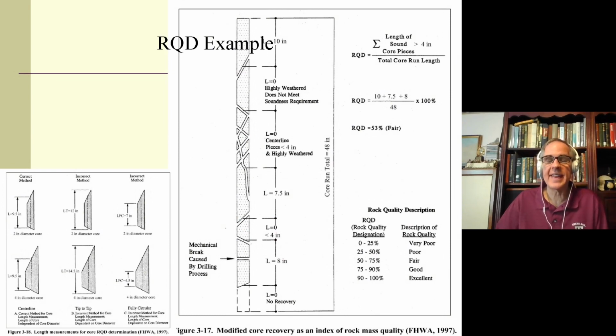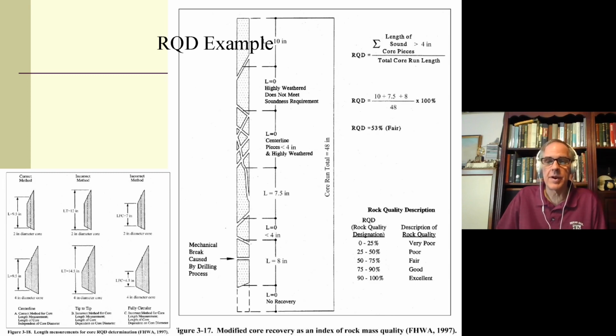We do not count any rock, no matter how sound it is, any sample, any part of the sample which is less than 4 inches long. Then we have an 8-inch span. Now, this is probably the trickiest part of RQD testing. Rock is brittle for the most part, and it's very easy in the process of drilling and coring and recovering it to get mechanical breaks.